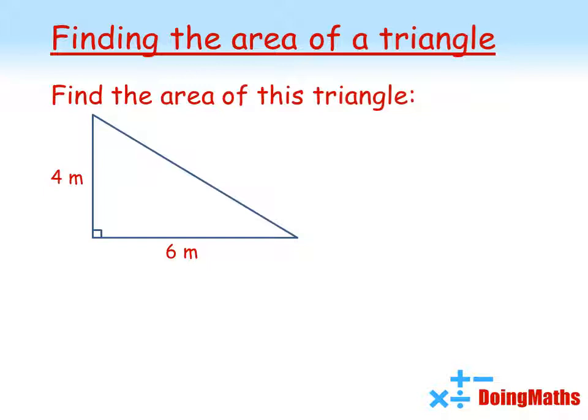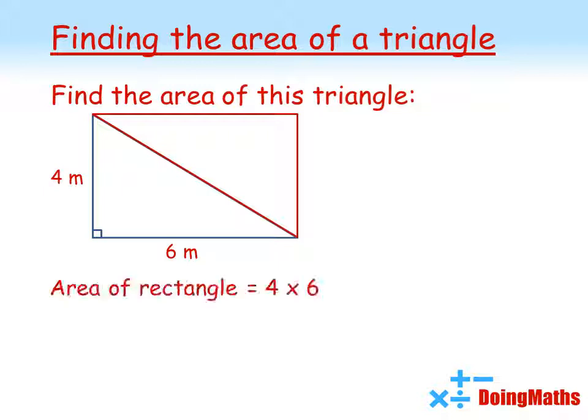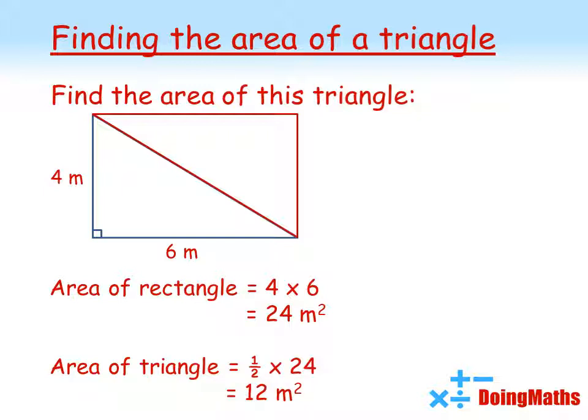Now if we were to copy this triangle, flip it around and move it up to the top right corner like that, you can see we've made a rectangle. Well, this rectangle is the same height as the original triangle, it's 4 metres. It's the same length, 6 metres. So the area of this new rectangle that we've just made must be 4 times 6, which is 24 square metres. But our original triangle is only half of that rectangle. So the area is half of 24, which is 12 square metres.